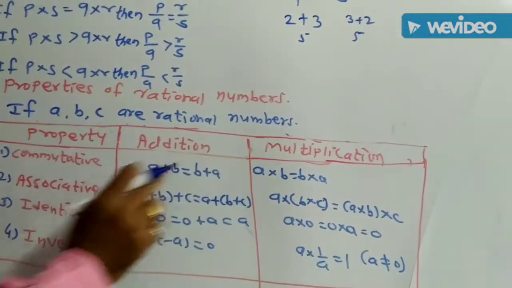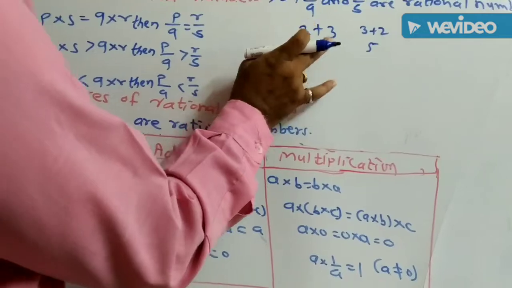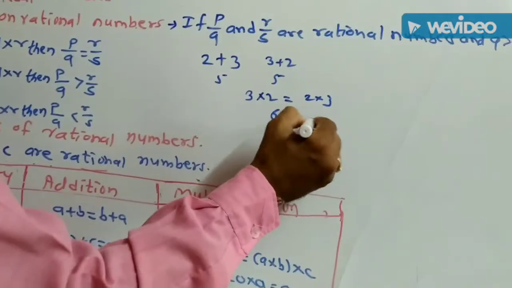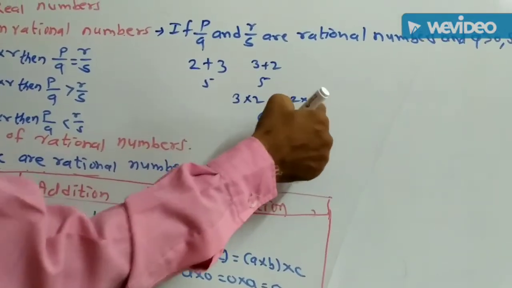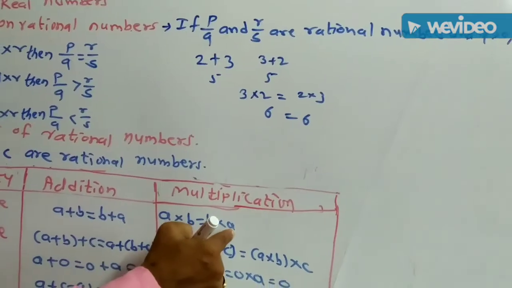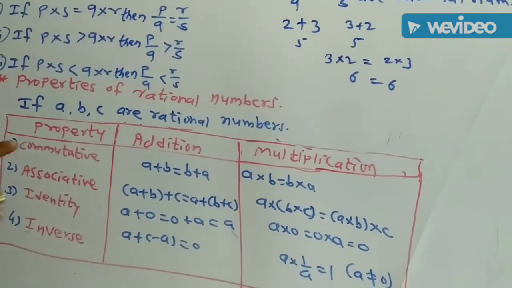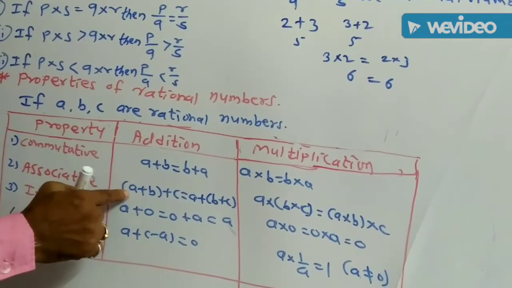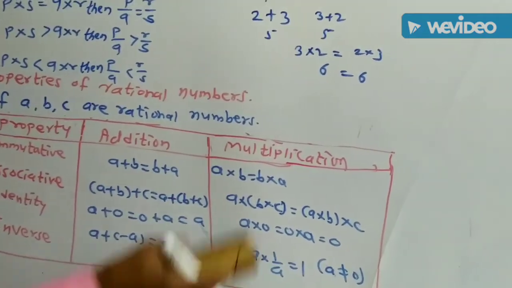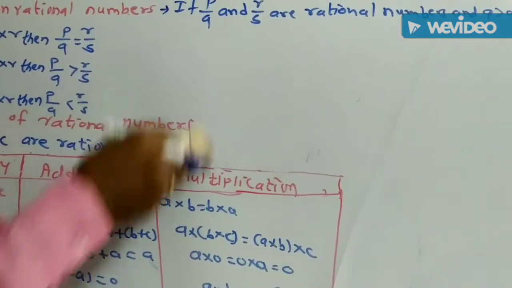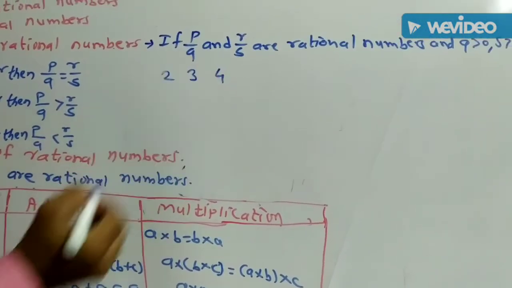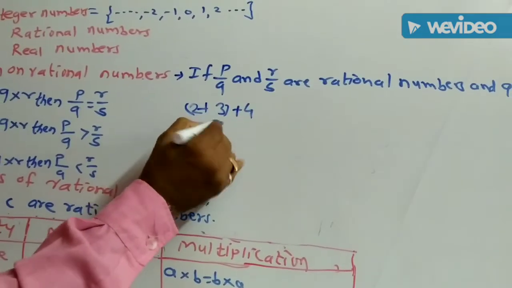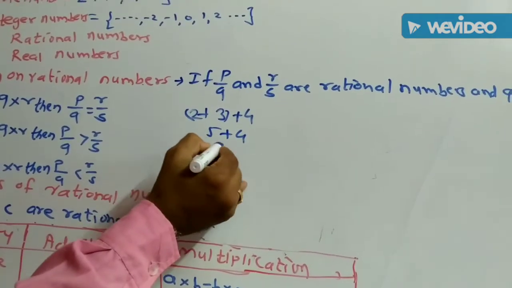The commutative multiplication property is similar to that of addition. The multiplication in any order, that is 3 into 2 or 2 into 3, the answer is the same. 3 twos are 6 or 2 threes are 6, that is A into B is equal to B into A. That property is called the commutative multiplication property. Then we take the associative addition property for three rational numbers, similar to two rational numbers. If we take the addition of three rational numbers 2, 3 and 4, and if we add like this, firstly add the first two numbers, 2 plus 3, 5, then the third, that is 4, 5 plus 4, 9.